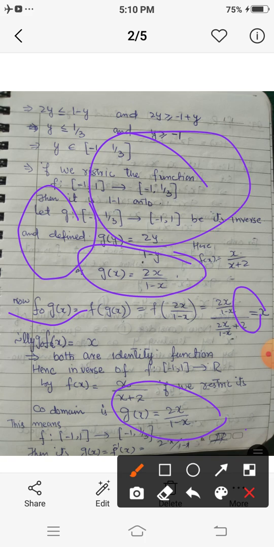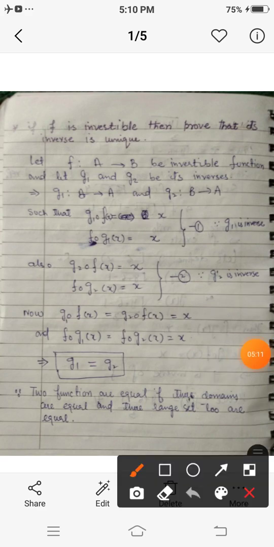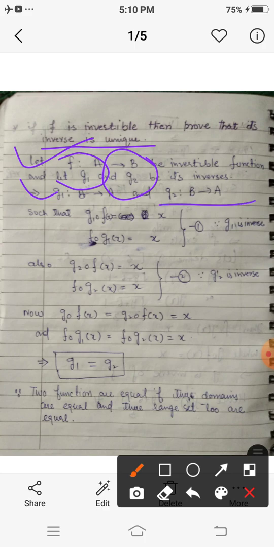Remember one thing here, the inverse of any invertible function is always unique. Here we have an important theorem: if f is invertible, this means that the inverse of f exists, then we have to prove that this inverse is unique. Let f from A to B be an invertible function, meaning f from A to B is a one-one onto function. So when it is one-one onto its inverse exists. Let's assume that it has two inverses, g1 and g2, that is, g1 is an inverse from B to A and g2 is an inverse from B to A.